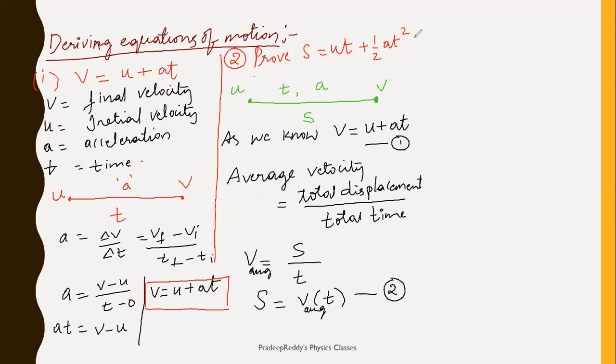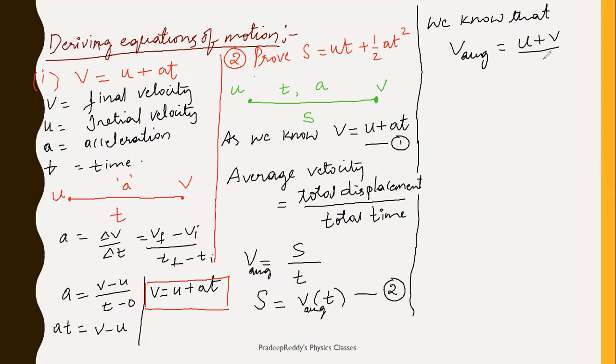And we already have learned that whenever a body is traveling a certain distance, like during the first half of the time it is traveling some distance, and during the second half of the time it is traveling some distance, then in such cases we already learned that v average is equal to (u + v) divided by 2. Take this as equation number 3.